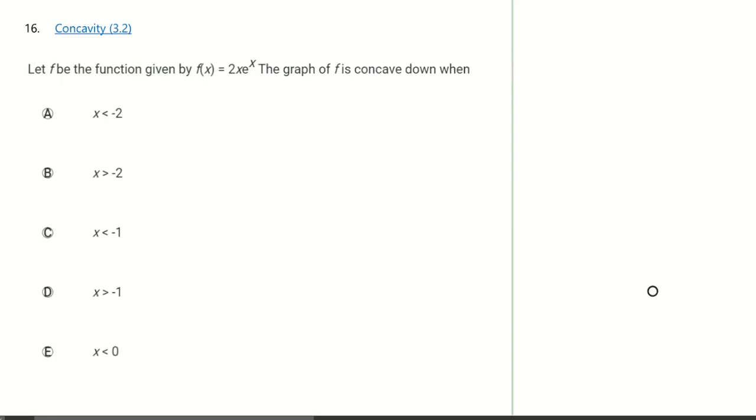All right, here's another product rule question. But this time I'm asking you about the concavity. So let f be the function given by f(x) = 2x e^x, and we want to know when f is concave down. If we want to talk about concavity, we need a second derivative.